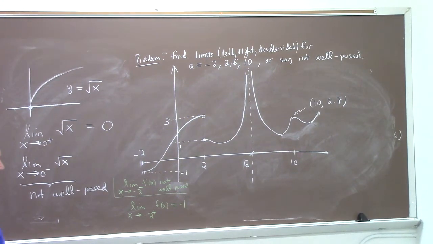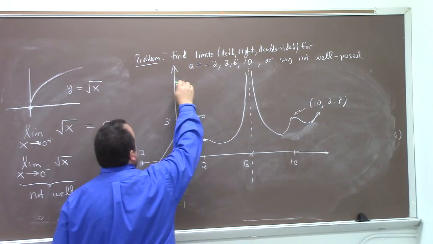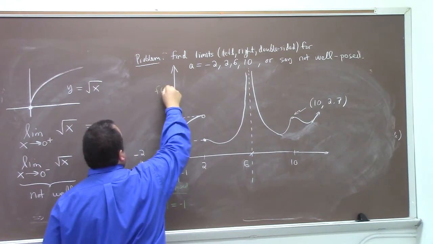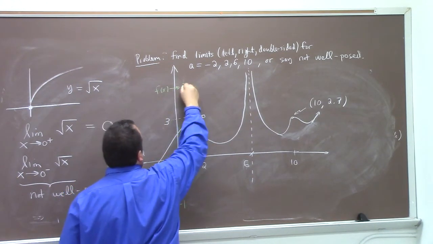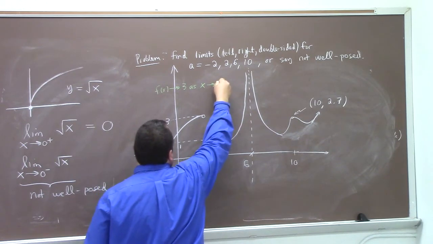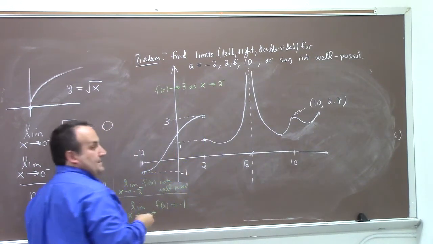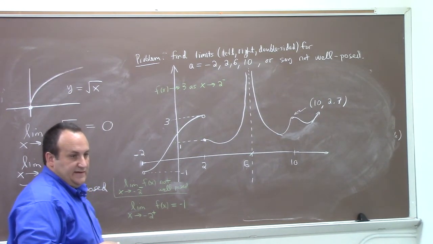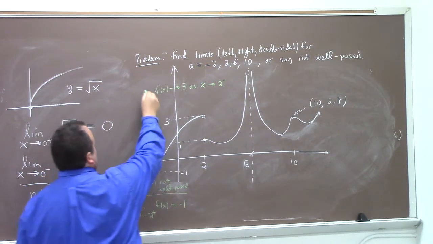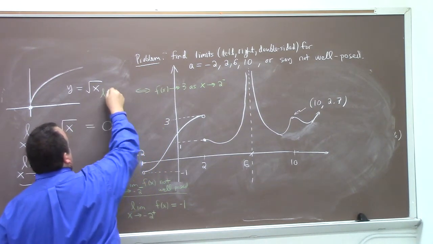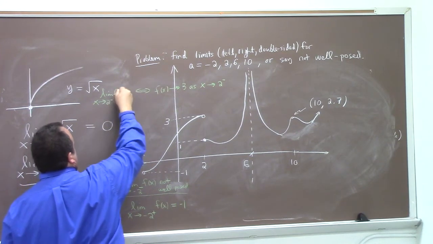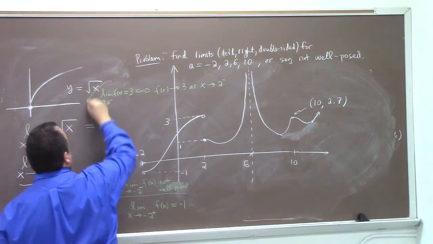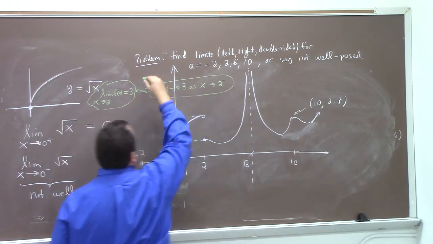How about at 2? What do you got? I should mention there's another notation you can use, which is this. We can also write: f of x goes to 3 as x goes to 2 from the left. That's how to write that kind of limit as a sentence rather than the limit notation. This is equivalent to saying the limit as x approaches 2 from the left of f of x is equal to 3. This is equivalent to this sentence right here.